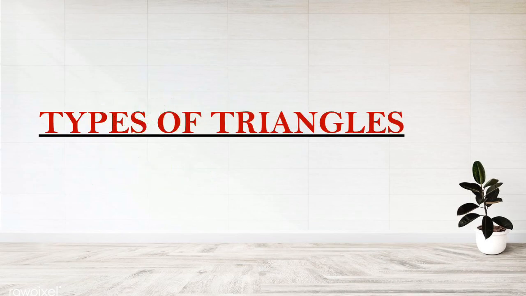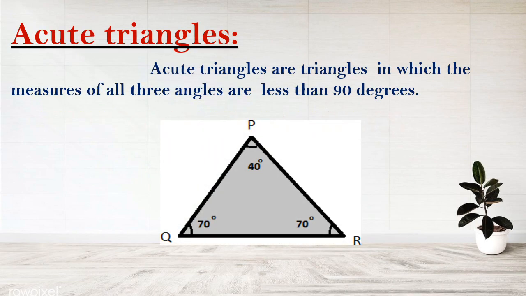Okay, there are certain types of triangles too. Here in front of you there is an acute triangle. An acute triangle is a triangle in which the measures of all 3 angles are less than 90 degrees. You can see that all of the angles of the triangle are less than 90 degrees, so this one is an acute triangle.